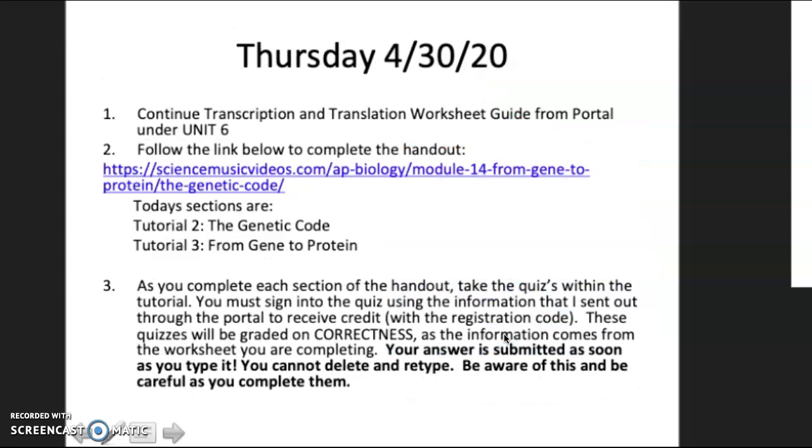So that's it for 6.4. Today, you should finish your transcription and translation guided tutorial. I want you to do tutorial number 2, the genetic code, and tutorial number 3, from gene to protein. Take all the quizzes, and once you finish this, please upload it to the portal, and check your quizzes, make sure they're complete.